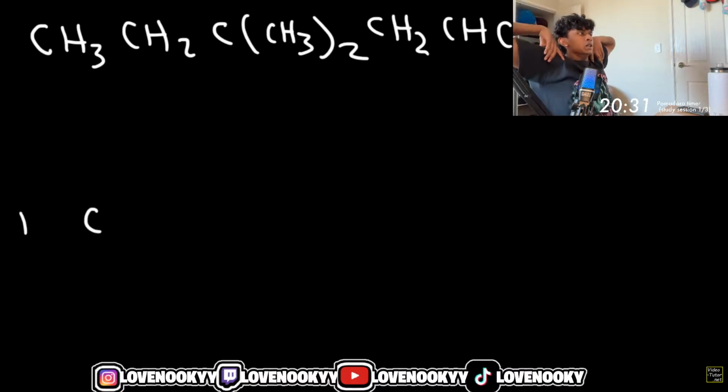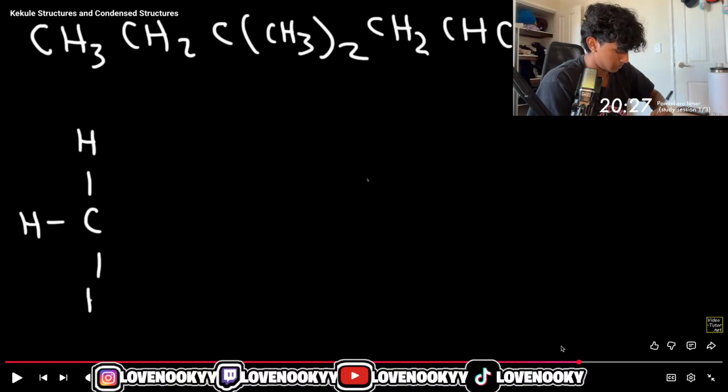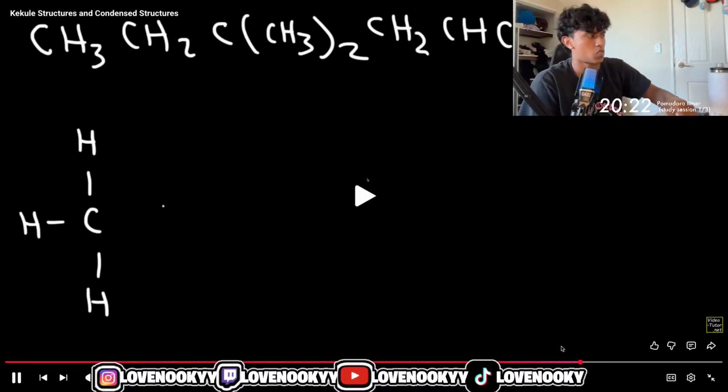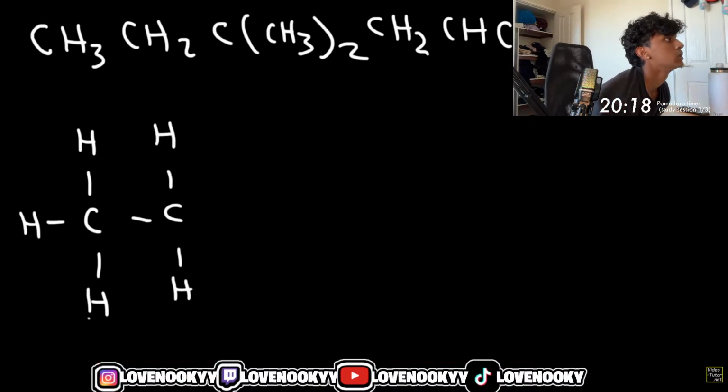So let's start with the carbon on the left. We have 3 hydrogens attached to it. And then we have a CH2, so a carbon with 2 hydrogens. And then we have another carbon with 2 methyl groups. So I'm going to highlight that in blue.